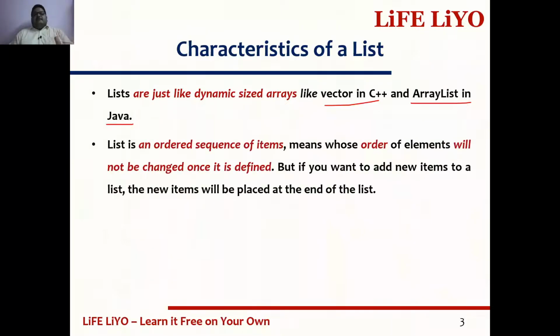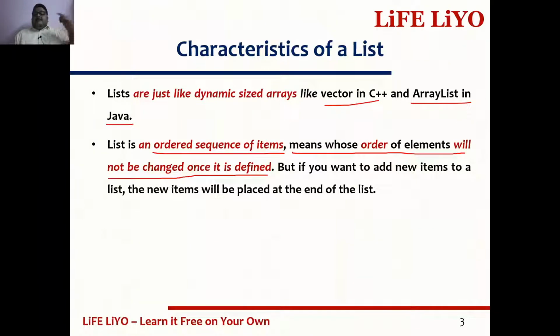What is ordered? A list is an ordered sequence of items. What does this ordered sequence of items mean? When we are creating or initializing a list, there will be an order: first which element to be stored, second which element to be stored, third which element to be stored. The order of the elements cannot be changed. That's why a list is called ordered, meaning its order of elements will not be changed once it is defined.